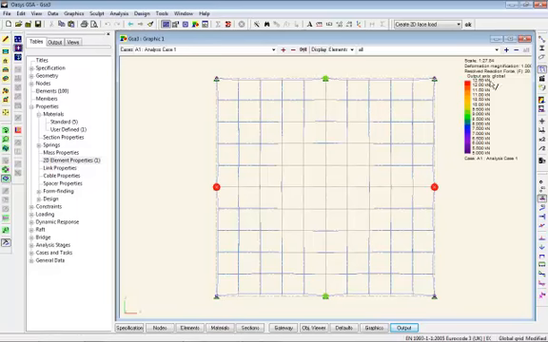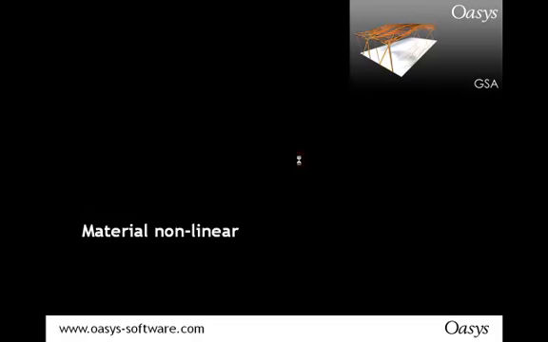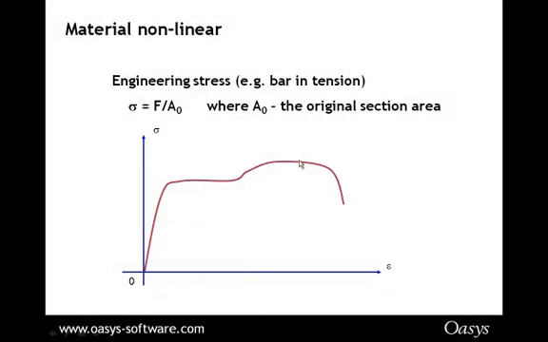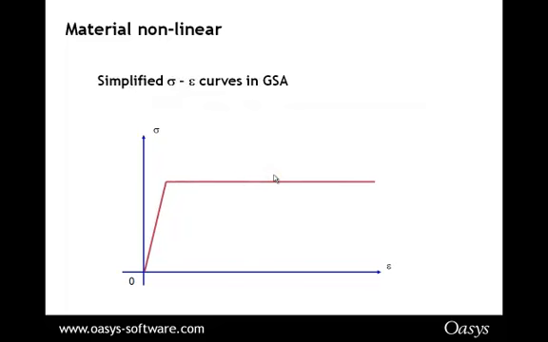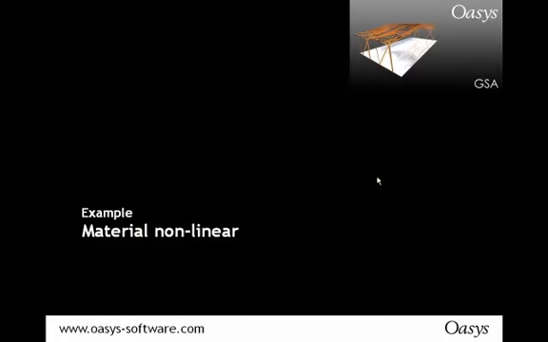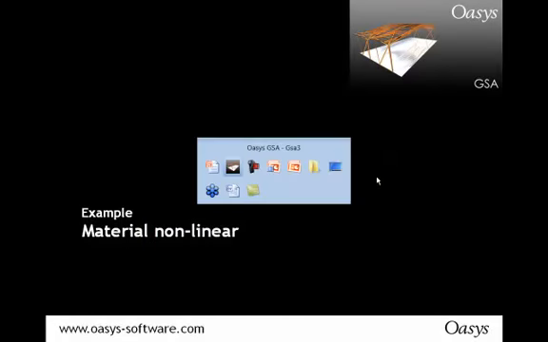Now, talking about material non-linearity, in the real world, we're dealing with materials like steel and concrete and so on. You get a stress strain curve which looks something like this. Now in the GSA analysis we actually simplify it and we just have a single linear stress strain, a yield point, and then a plastic deformation. This enables the end effect of this in GSA.